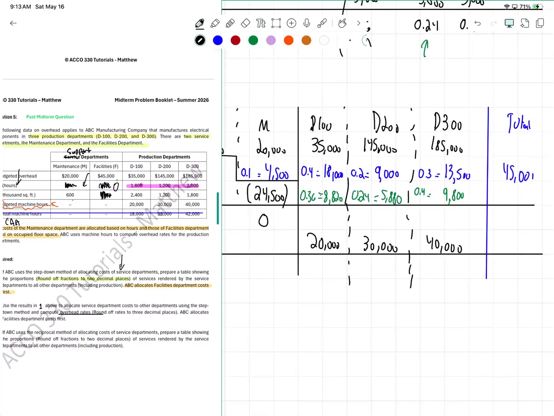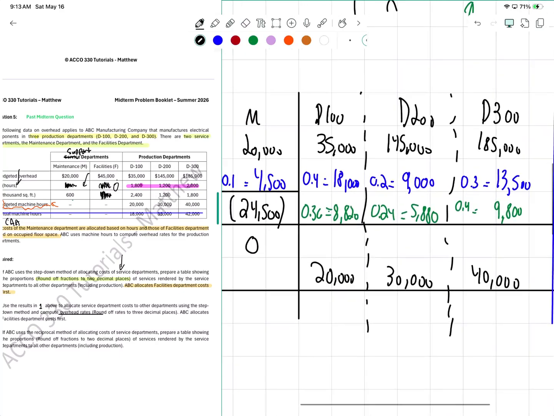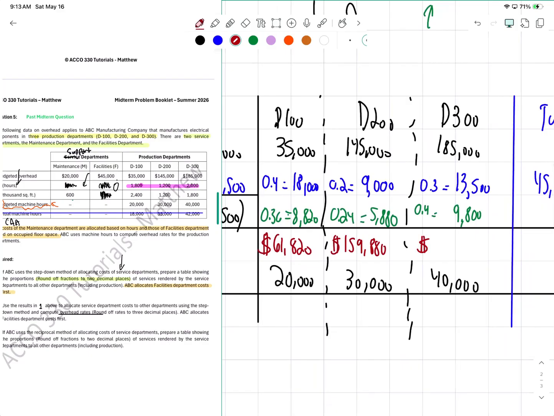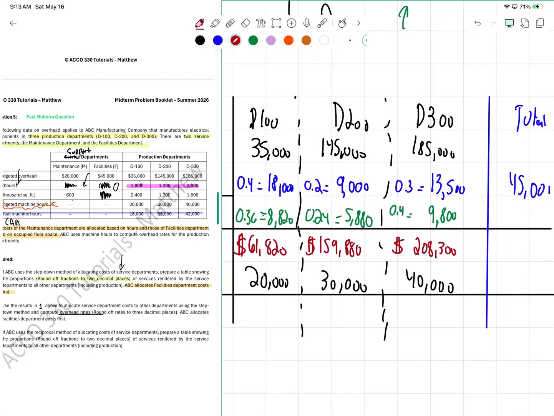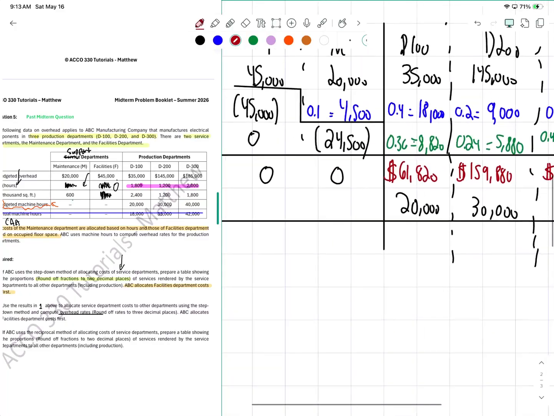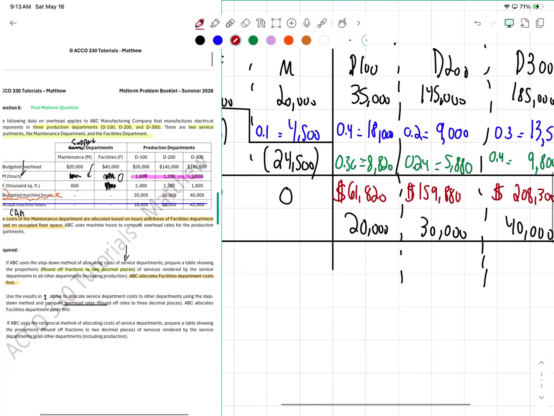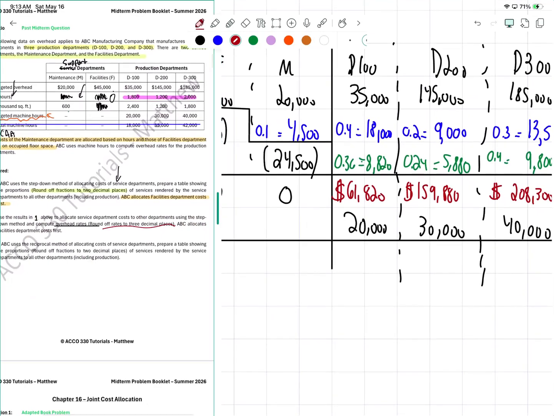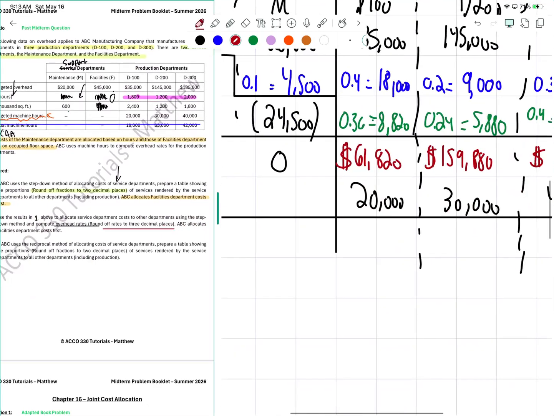Going through this, let's add everything up to get our final cost after allocation. For D100, it's going to be 61,820. For D200, it's going to be 159,880. And for D300, it's going to be 208,300. Now we take our cost after allocation and divide by our expected activity. Always remember, we round to whatever they tell us to round to, so we're only going to round to 3 decimals.